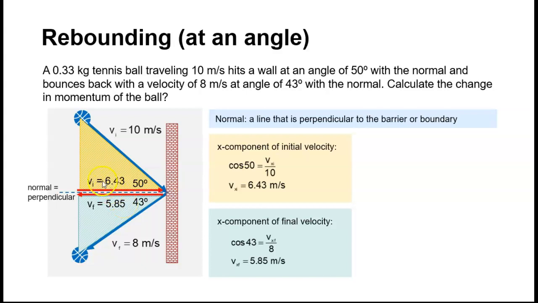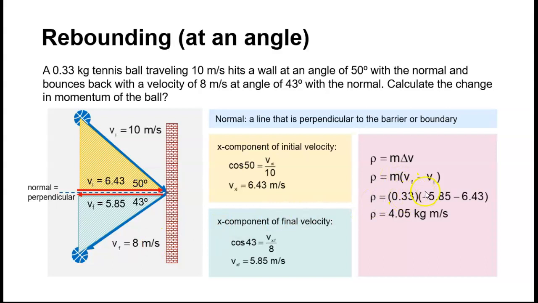Now that I know the incoming and outgoing velocity, I can use method 1 or method 2 to find the change in velocity of the tennis ball. All right, so I need to find the change in momentum of the ball, and the change in momentum is going to be the mass times the change in velocity.